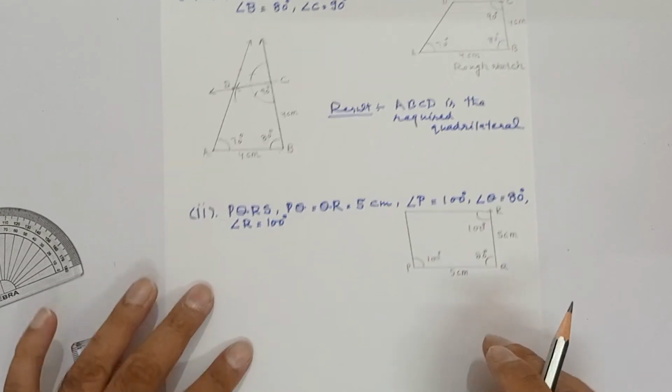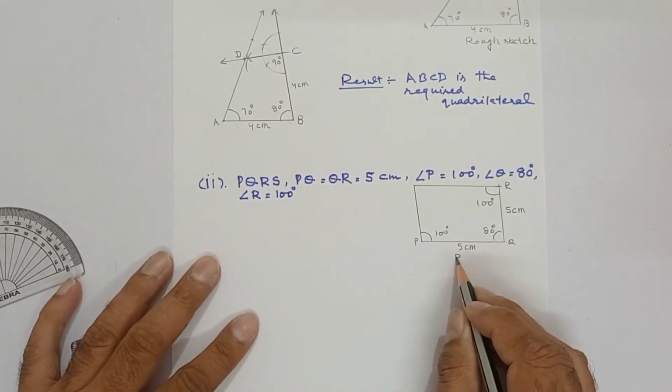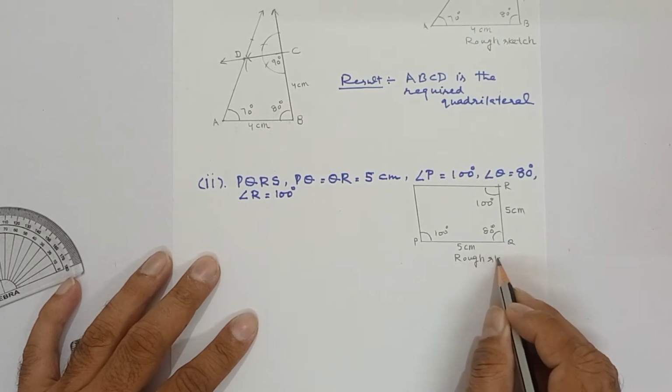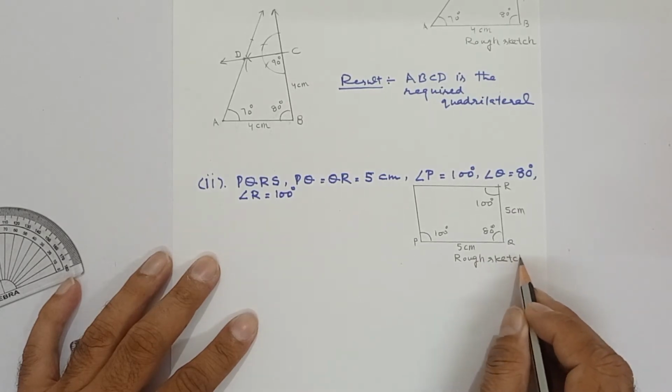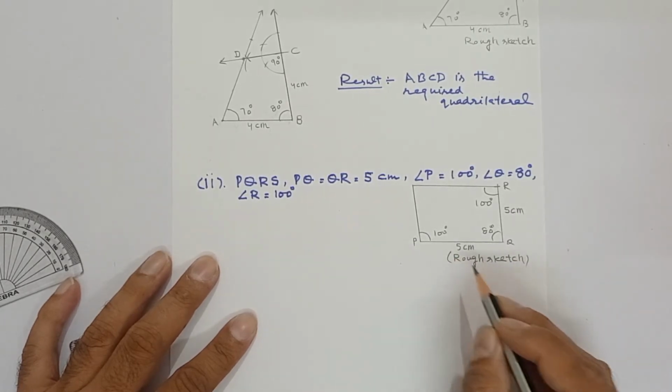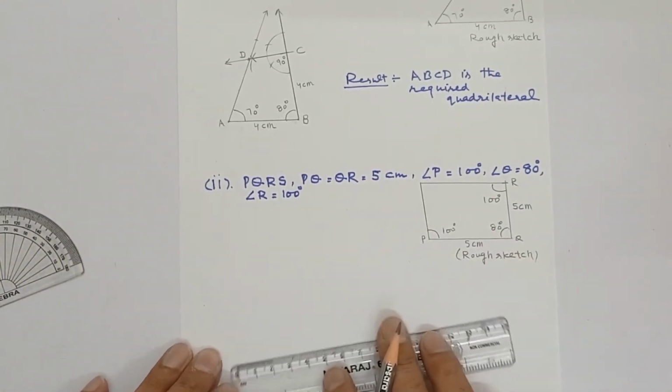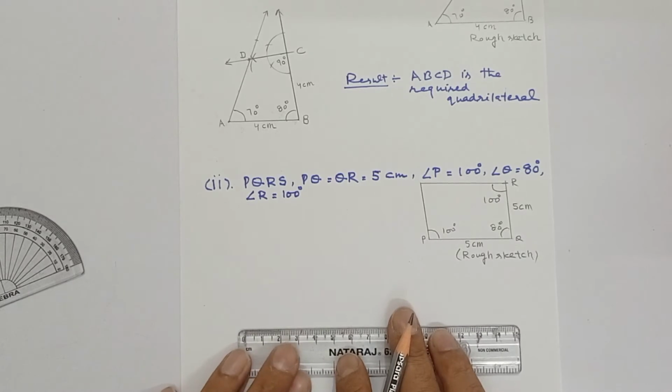Using the rough sketch, you can make a fair construction easily. Because the rough sketch gives you a clear idea how to construct the quadrilateral. So let's start. PQ is 5 centimeter.